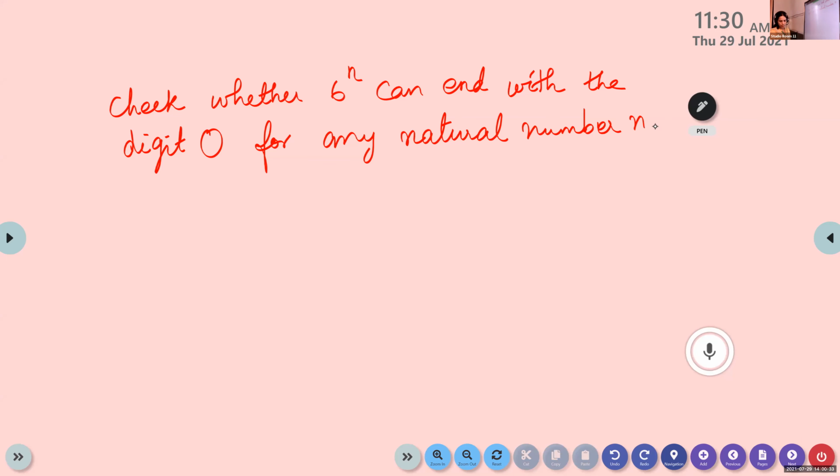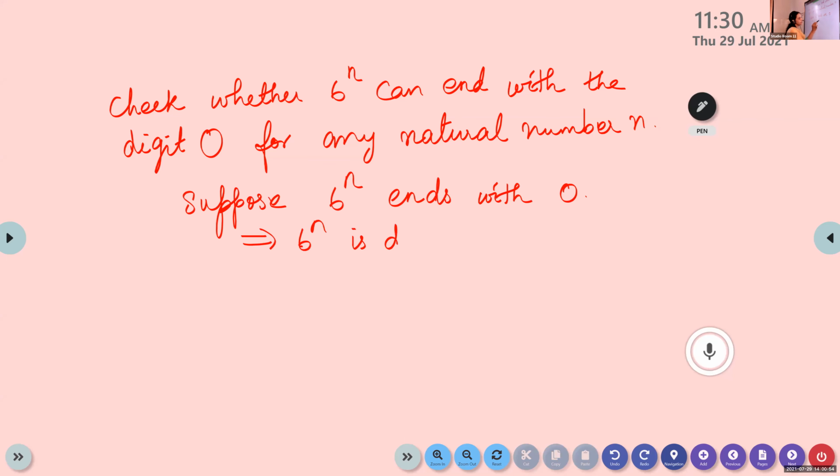Okay, so suppose, look here, we use the contradiction method. So suppose 6 raised to n ends with 0. That means 6 raised to n is divisible by 10.